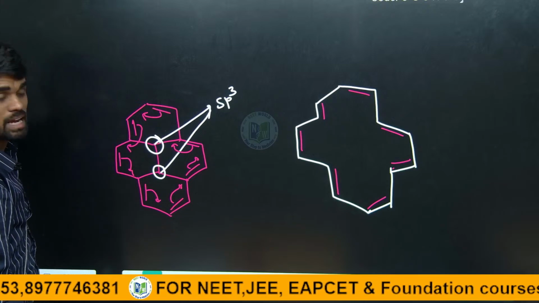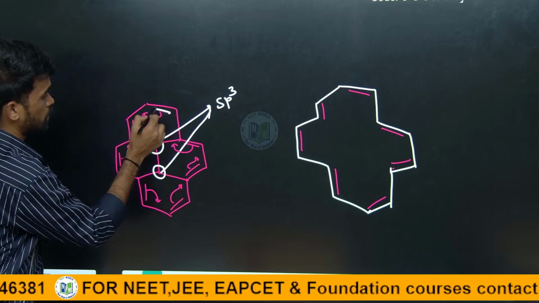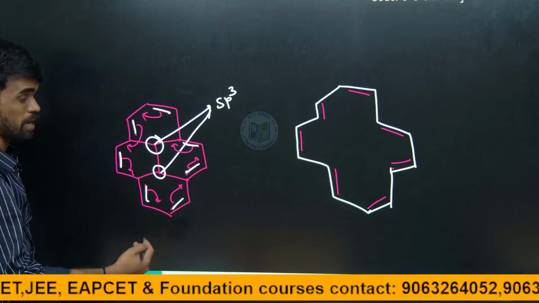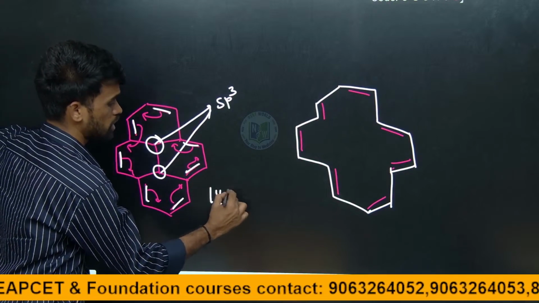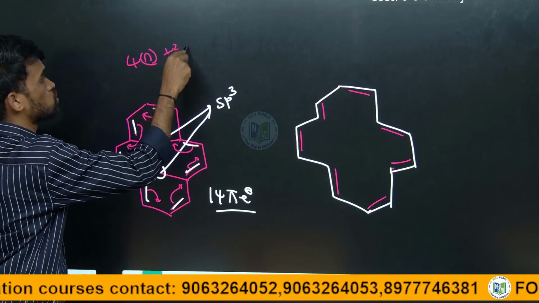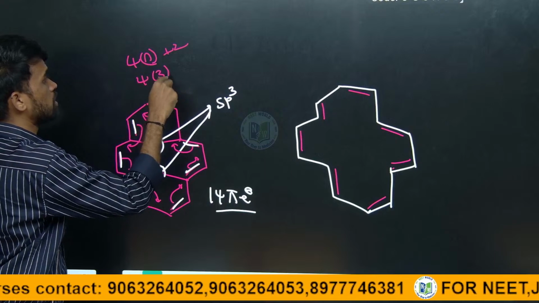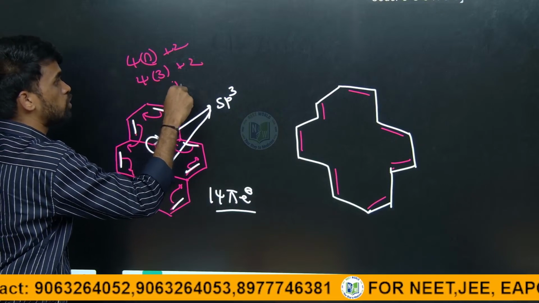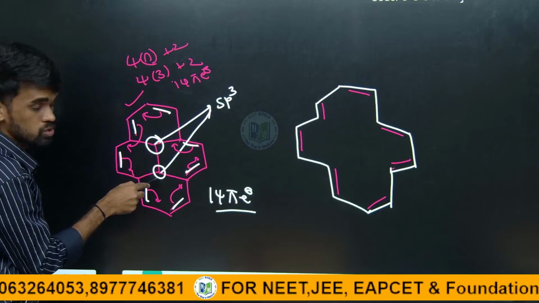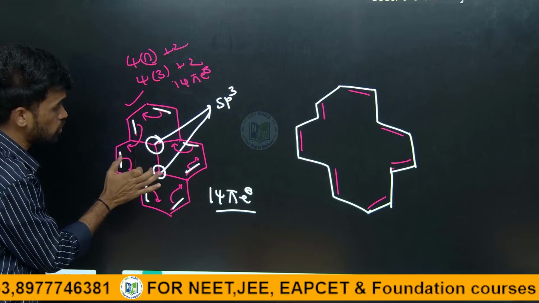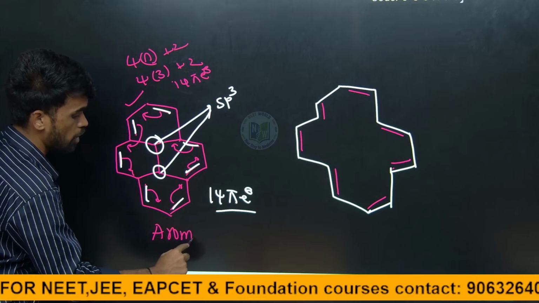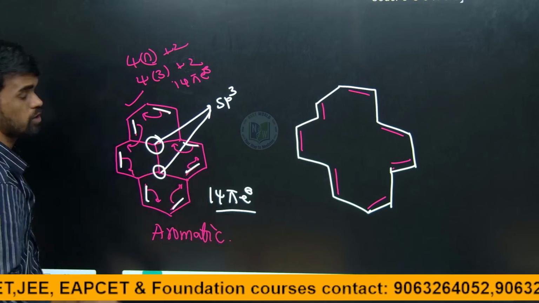Now check how many pi electrons are there. 1, 2, 3, 4, 5, 6, 7 pi bonds, so 14 pi electrons are there. So 14 pi electrons means which rule? 4n plus 2. If n is 3, it is 12 plus 2, 14 pi electrons, so the rule is satisfied by this molecule. Just leave these two, which do not take part in conjugation. Except for those, everything is involved, no? So this molecule is also considered aromatic. I hope this is clear.